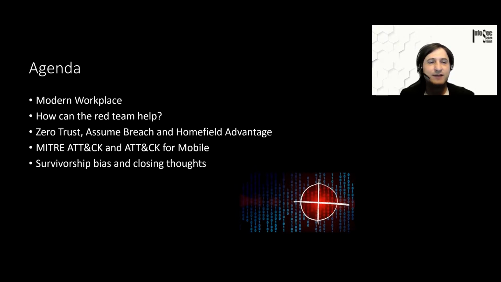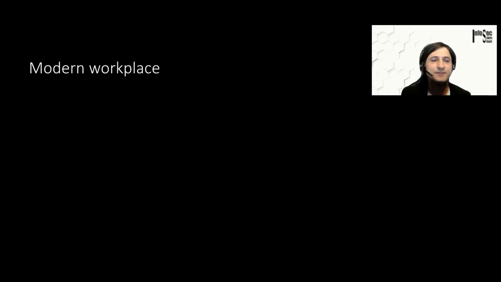So I want to talk a little bit about the modern workplace, how a red team can actually help protect the modern workplace, how it can show up problems that might arise in the modern workplace. And then we want to talk about zero trust, assume breach, and home field advantage, which are some of the strategies I think are very useful in protecting the modern workplace and use as a red team. Then talk about MITRE and dive into that a little bit more. And then at the very end, I want to cover survivorship bias briefly.